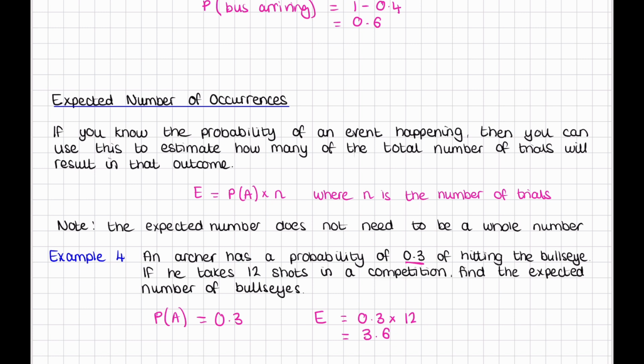We know a decimal of a bullseye is not possible, but as I said in that note before, an expected number can be a decimal. It doesn't need to be rounded to the nearest whole number. And that is the end of this video.